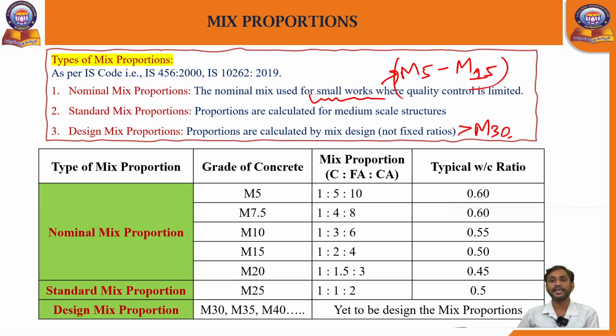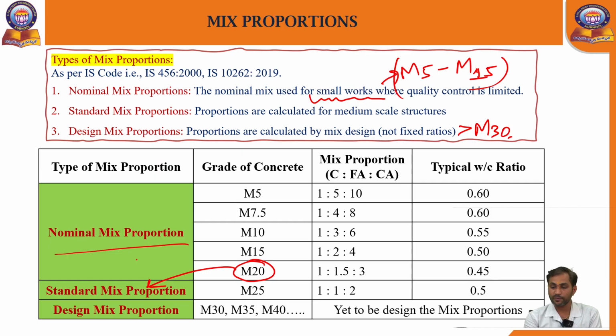Now, types of mix proportions. You can observe here in the table. I have mentioned the types: nominal mix proportion, standard mix proportion, design mix proportion. Which grades can we consider for each? Grades of concrete from M5 to M15 we can take as nominal mix proportion. Sometimes we can consider M20 also. For the standard mix proportion we can take M20 and M25. And for the design mix proportions, more than M30: M32, M35, M40, M45, M50, M55 to M60, like that we can take.